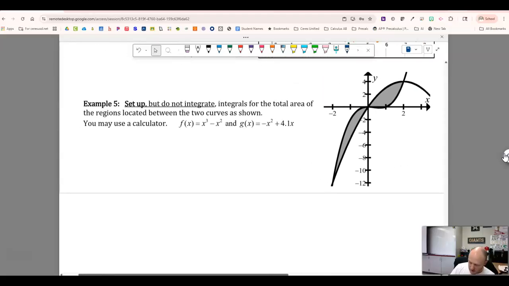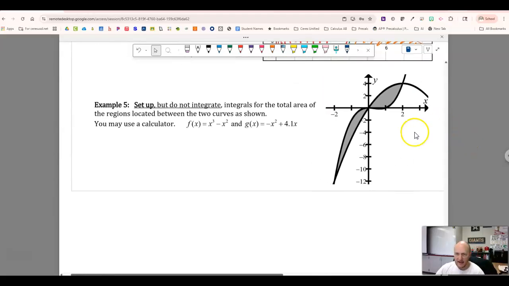Last one here, Example 5. Set up but do not integrate integrals for the total area of the regions located between the two curves shown. You may use a calculator, and they give us f of x and g of x. Here is what's interesting: they don't label the graph, so you have to know by function identification which function is which, or you can graph it.